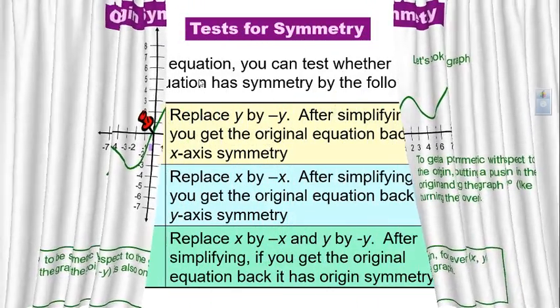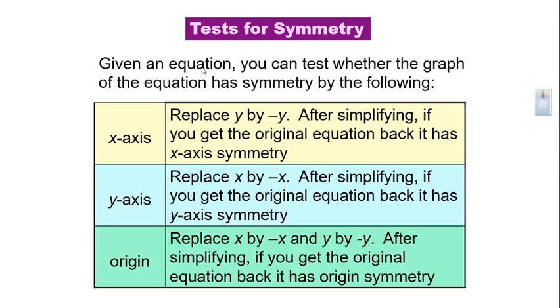So let us summarize what we just went through here. If we're given an equation, you can test whether the graph of the equation has symmetry by doing the following. If you want to find x-axis symmetry, just replace all your y's with -y. Simplify, and if you get the same equation that you started out with, then that graph has x-axis symmetry. If you want to find y-axis symmetry, replace all the x's with -x. Simplify the equation. If you get the same equation as you started out with, then we have y-axis symmetry.